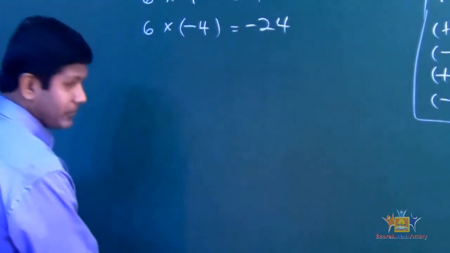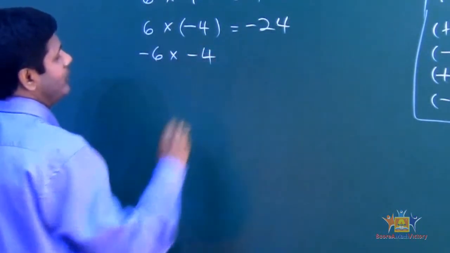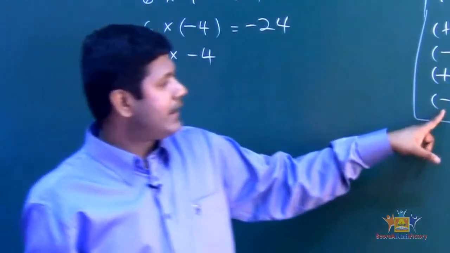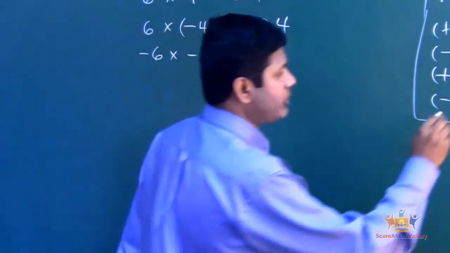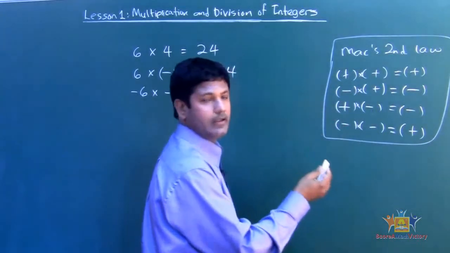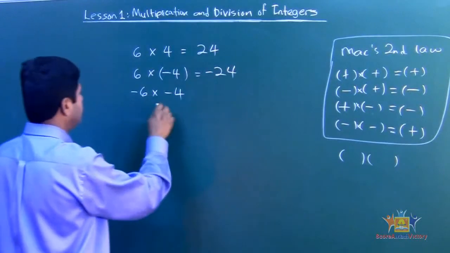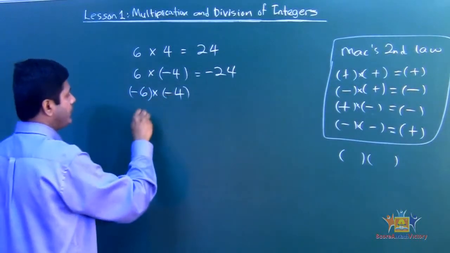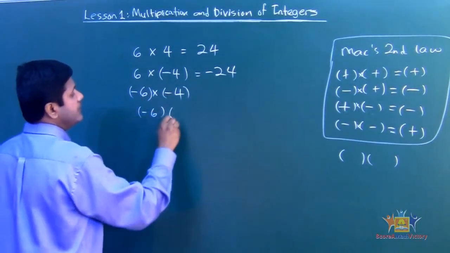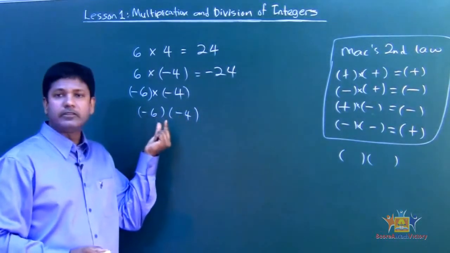Alright, let's say Mr. Mac gives you, oh, I dropped my chalk. Alright, Mr. Mac gives you negative 6 times negative 4. Negative times negative. See, there's a times right here, but we don't show it. The same thing. When you put 2 brackets next to each other like this, it's multiplying. In other words, this one right here, I could write like this too: negative 6 times negative 4. That's multiplication.